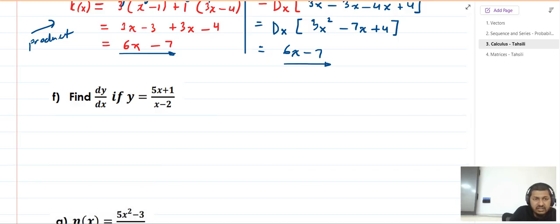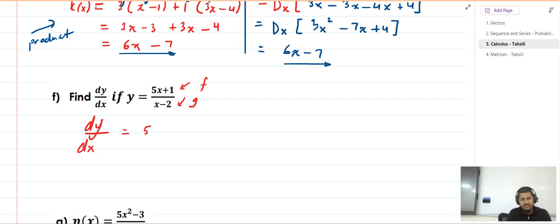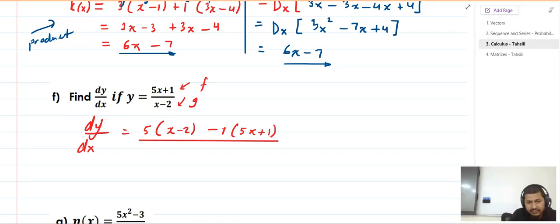Let's find dy dx. So we'll say dy dx is equal to, remember the top function is f, the bottom function is g. I'm finding f prime now, so I will find the derivative of 5x plus 1, which is 5, leave the bottom, x minus 2, subtract, differentiate the bottom, derivative of x is 1 as I explained before, leave the top, which is 5x plus 1, all over x minus 2 squared. You have to square the denominator.